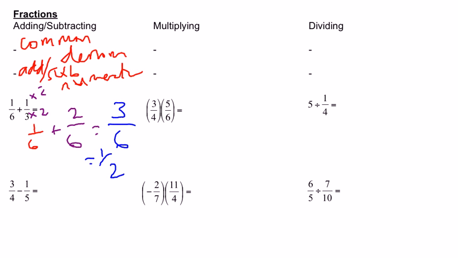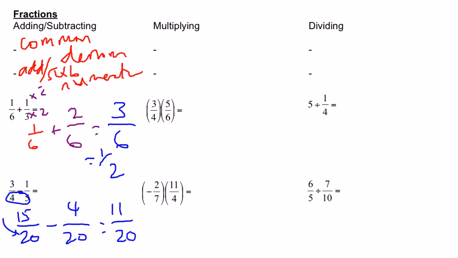For this next one, finding a common denominator between 4 and 5, we should use 20. 4 times 5 is 20, so 3 times 5 is 15. 5 times 4 is 20, so 4 times 1 is 4 on top. And we can subtract the numerators to get 11 over 20.